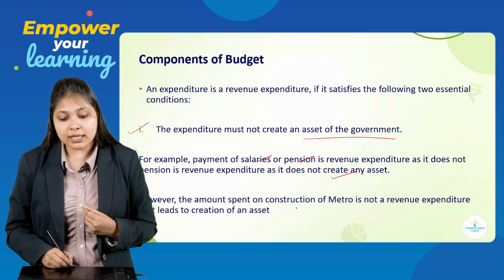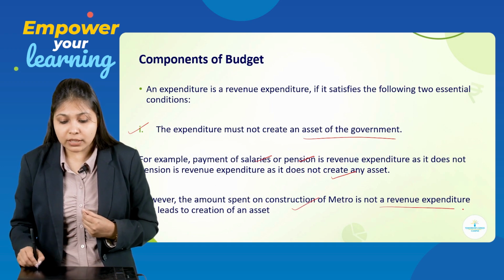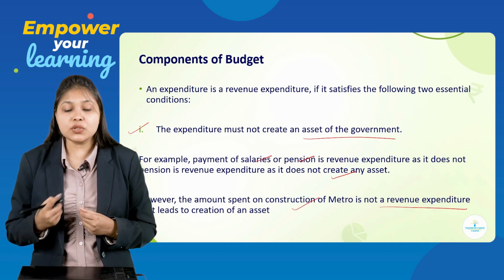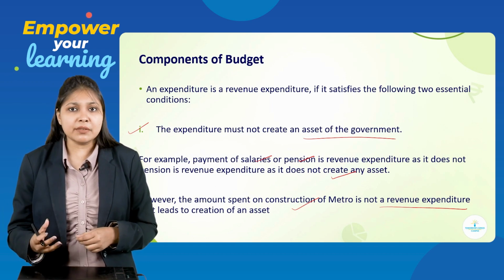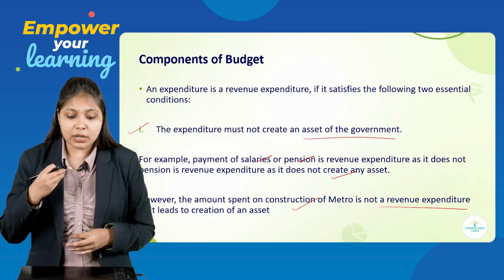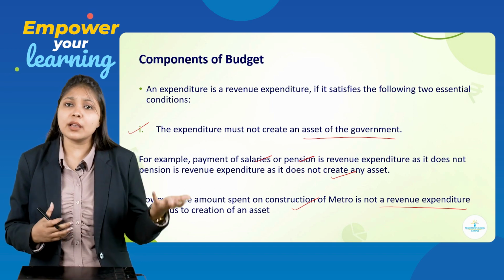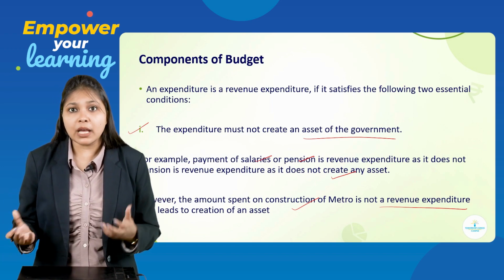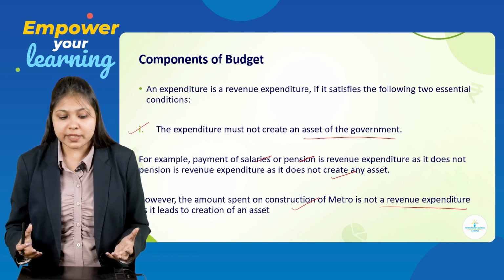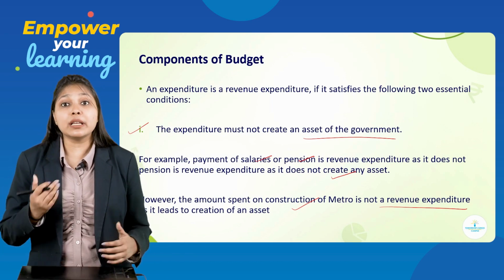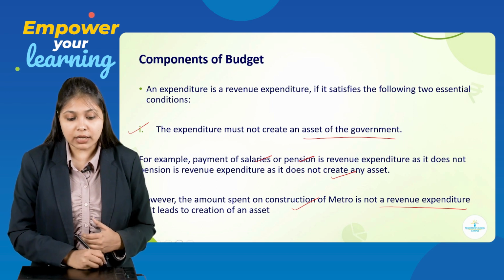The amount spent on construction of a metro is not a revenue expenditure as it leads to creation of an asset. Again, if the government invests in constructing a metro, a bridge, a road, highways or anything like that, it will not be considered a revenue expenditure as it is going to create an asset for the government.